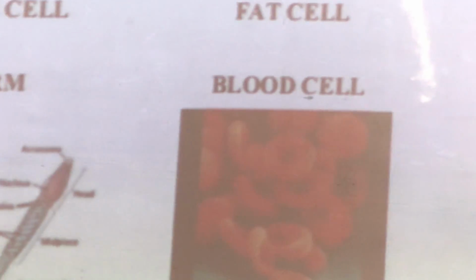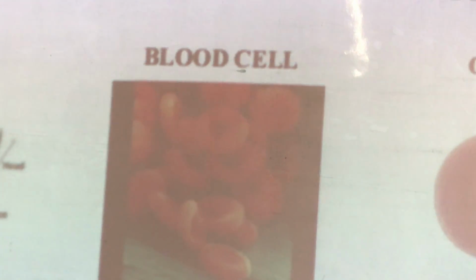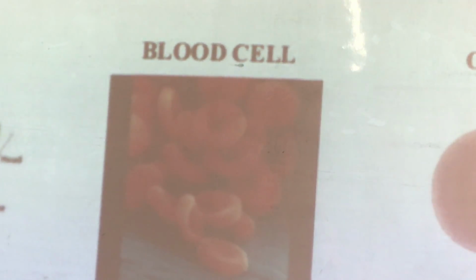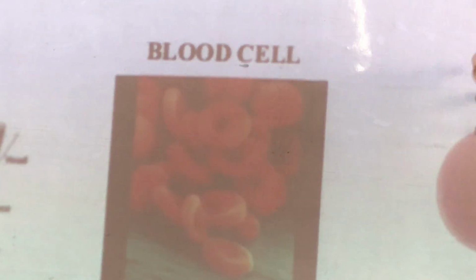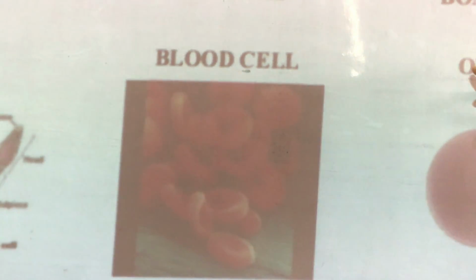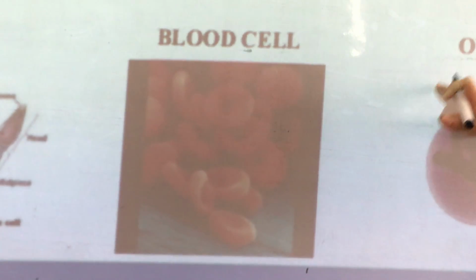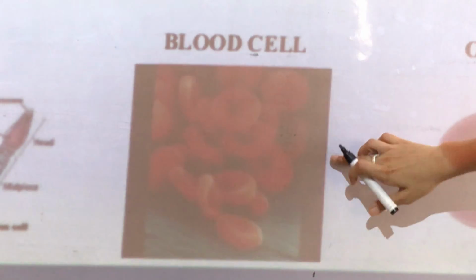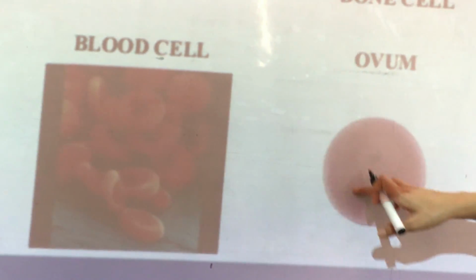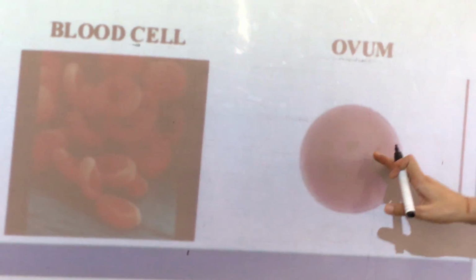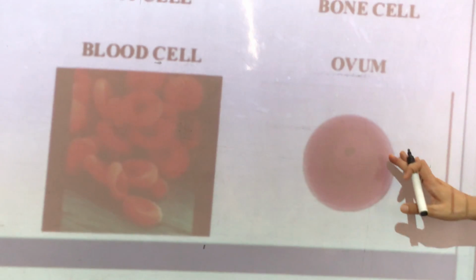Now this is the blood cell, okay, you all are aware of the importance of blood. There are three types of cells present in our blood. Can you recall them? They are white blood cell, red blood cell and platelet. So these are the red blood cells, okay. Now ovum, okay, ovum is also a cell which is present in the human body.